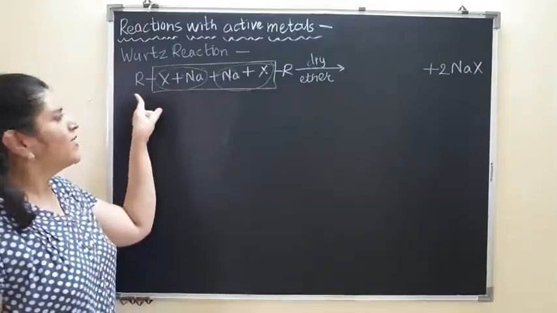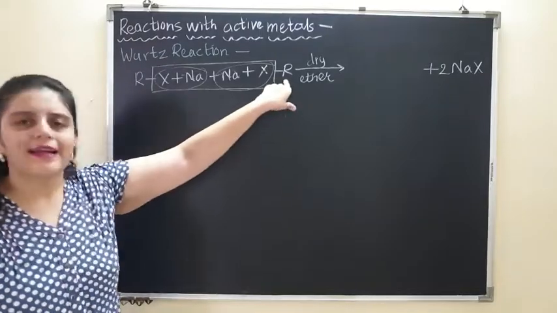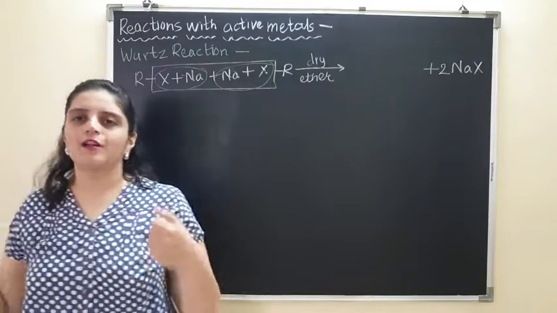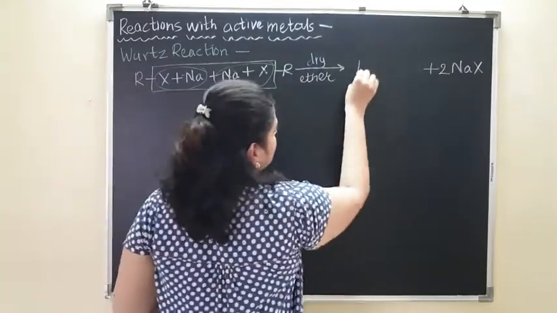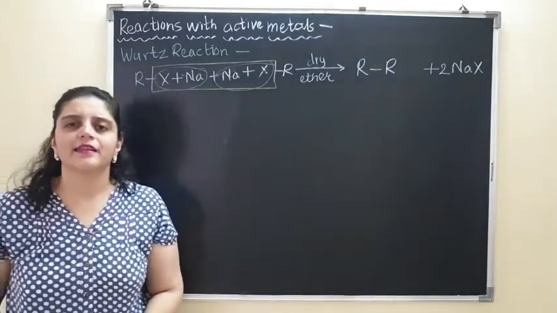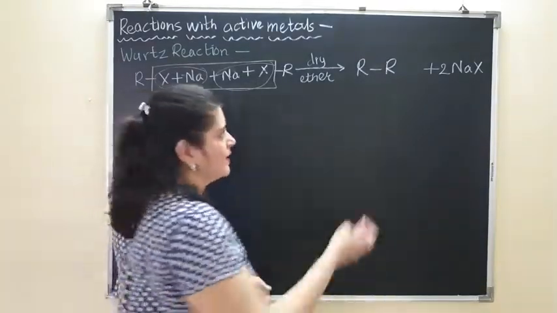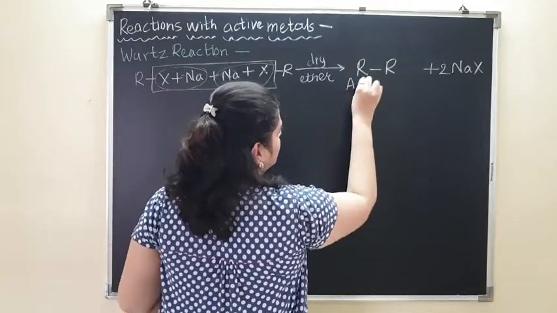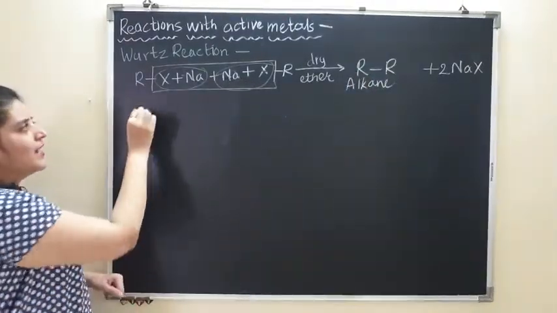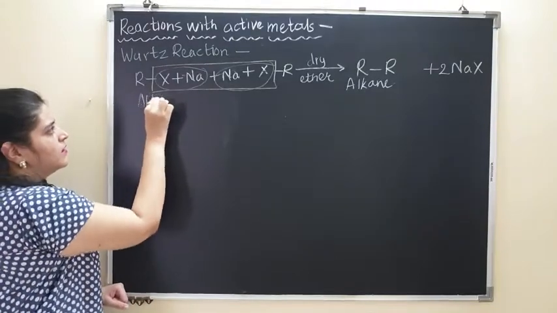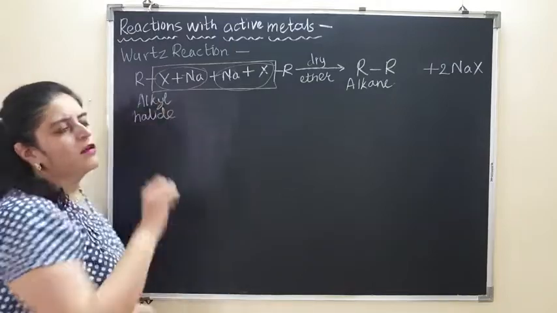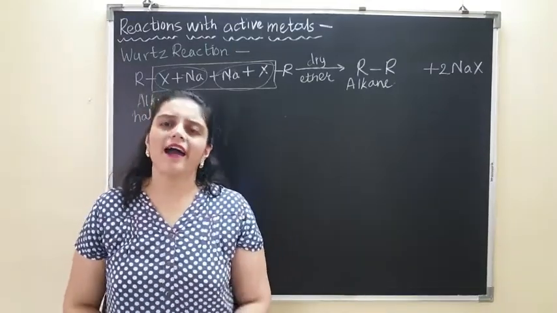Now what is left over here is this alkyl group R and this another R, the alkyl group. So this alkyl group and this alkyl group will join with each other like this: RR, and RR is nothing but the alkane of the reaction. So this is how, if we begin with alkyl halide, we get the formation of higher alkane.